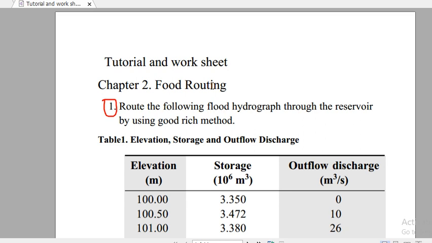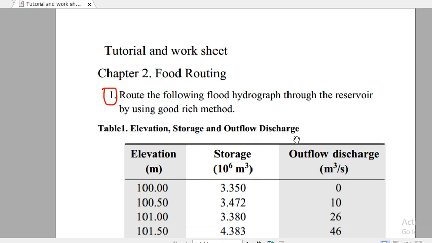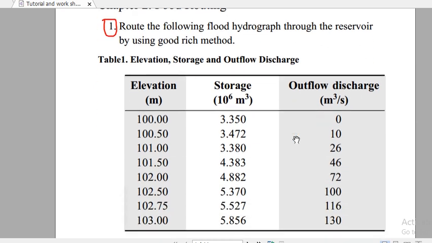For reservoir routing, there are 3 methods. The first one is modified pulse method, and the second one is Goodrich method, and also the third one is the fourth order Runge-Kutta methods. Now, among those methods, this example can be computed by using this Goodrich method.